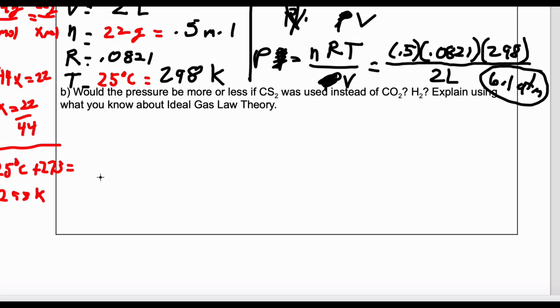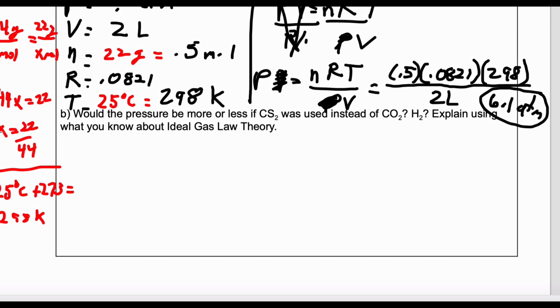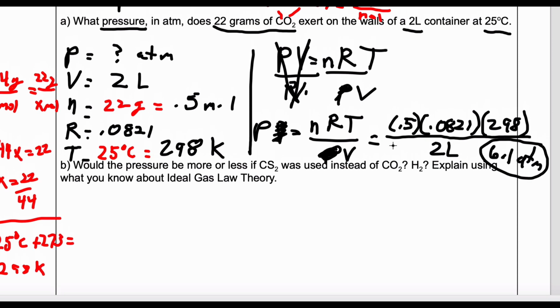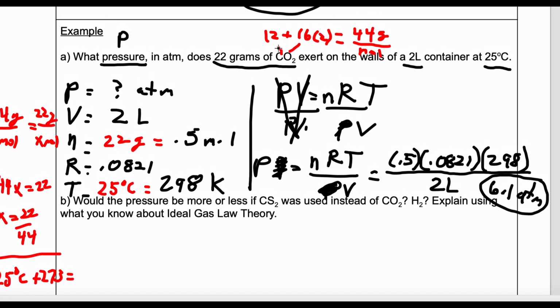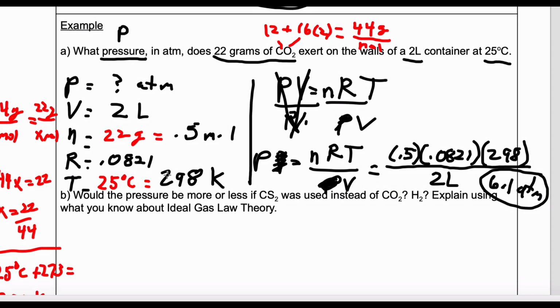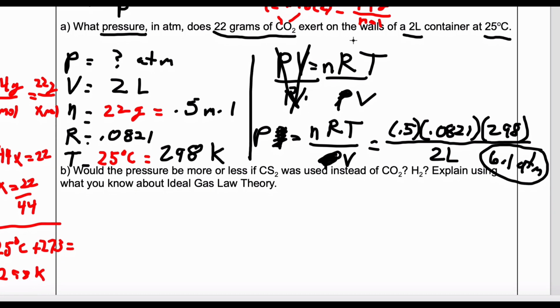What I want you to do right here is leave this question right here. Well, actually, let's not leave it. Let's look at it. Would the pressure be more or less if CS2 was used instead of CO2? Okay. So if CS2 was used, that means we would have had a larger molar mass. And if we had 22 grams of something with a larger molar mass, that's going to be a lower number of moles. 22 grams of CO2 is 0.5 moles, but 22 grams of some larger molecule, since moles is at the top here, we're going to have a lower pressure, less moles. So lower pressure equals less moles.